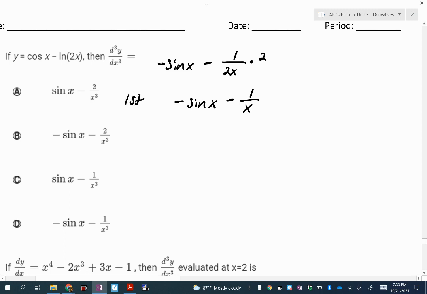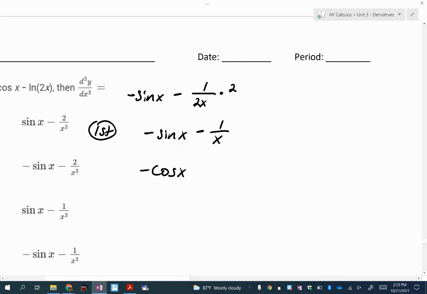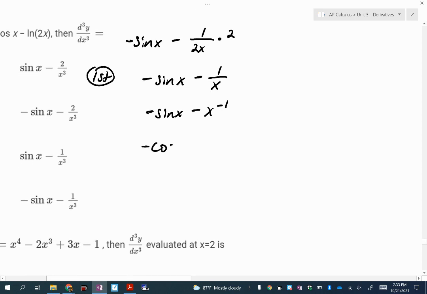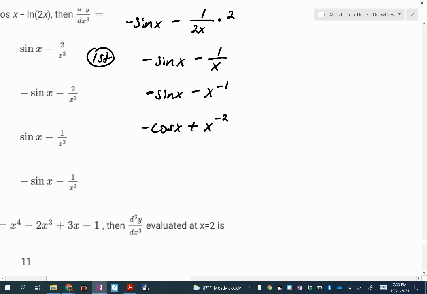So that is the first derivative. Let's do the derivative of this. The derivative of sine is going to be cosine. So that's negative cosine of x. And then if I do a little work here, before I do the derivative, let me rewrite it as minus x to the negative first power. Okay, now here's the derivative. So we said that was negative cosine of x. Negative 1 times the negative is positive 1x to the negative second power. All right, so that'll be the second derivative.